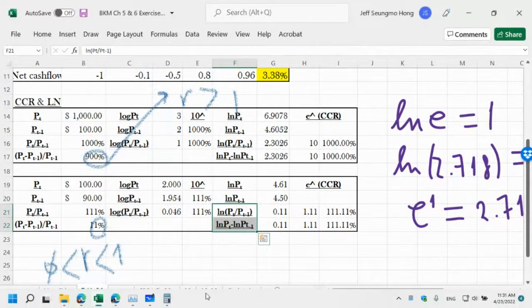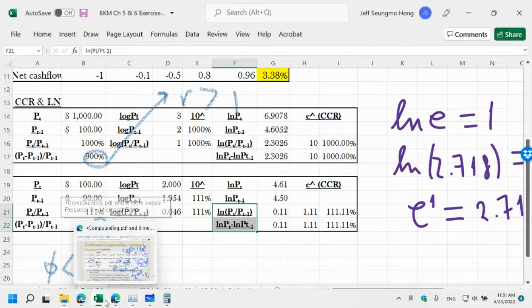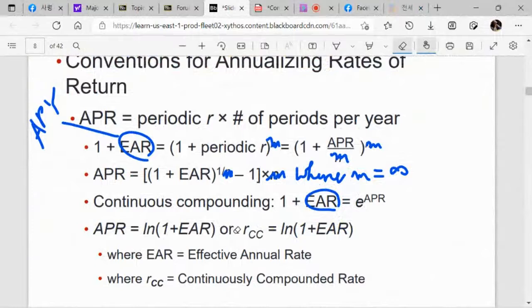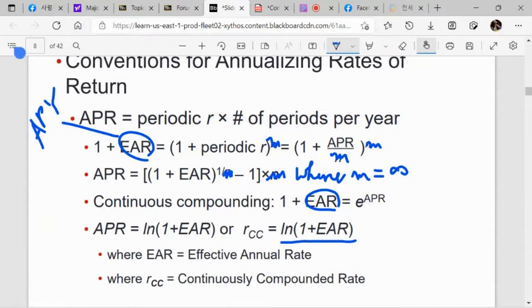So now the whole 2 hours have been dedicated to explaining what? Just this: why the entire 2 hours have been dedicated to explaining continuously compounded return, why it is like this, why it is natural log of 1 plus EAR. And if you solve it backwards, of course, you will find EAR, which is this.